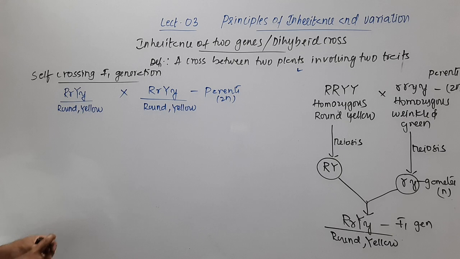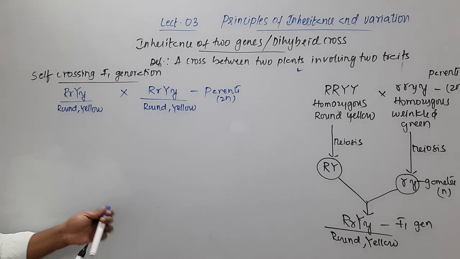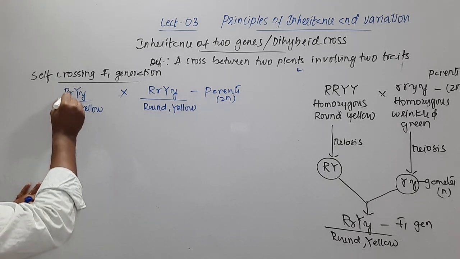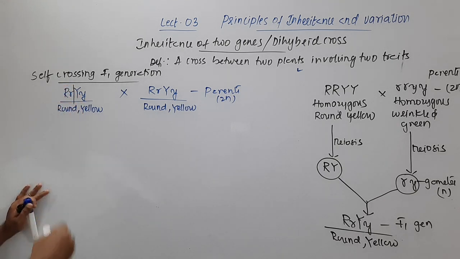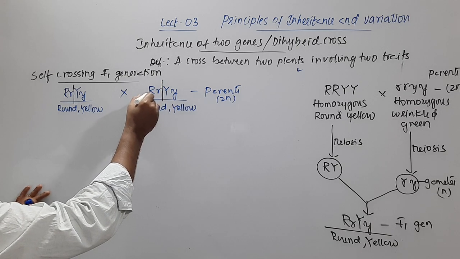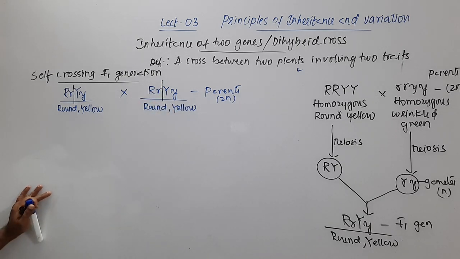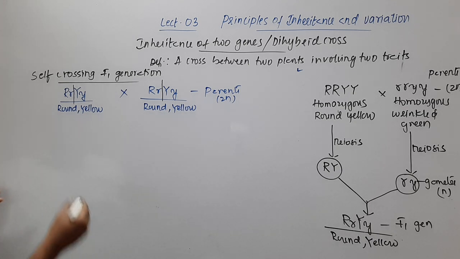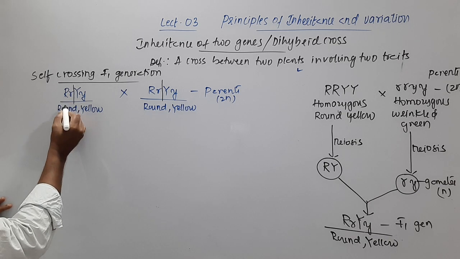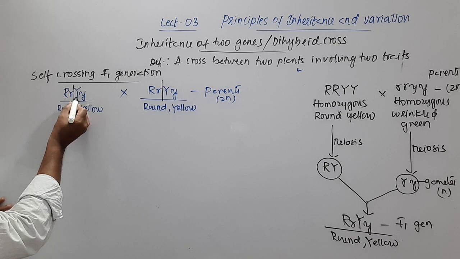So now let's see the formation of gametes. Here most of the students will go wrong. I'll make a difference here between capital R small r and capital Y small y. This helps us to draw the gametes. So here you can take this capital R and capital Y.